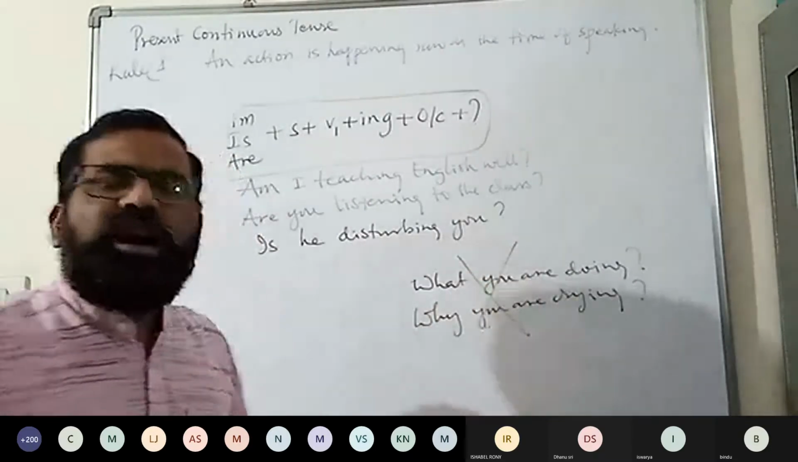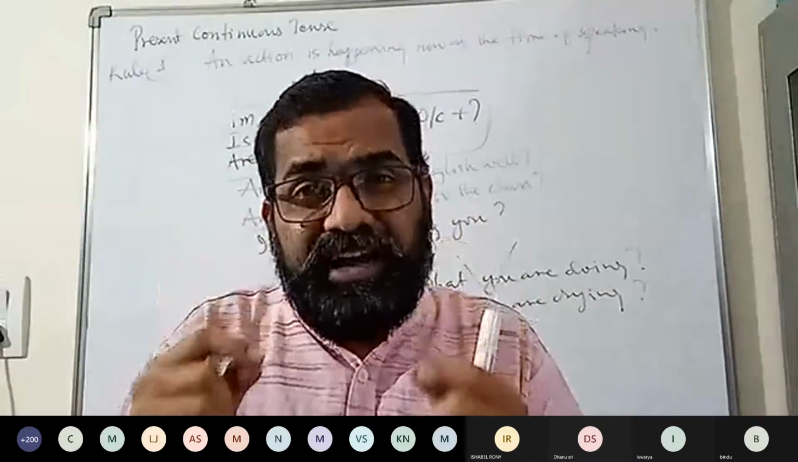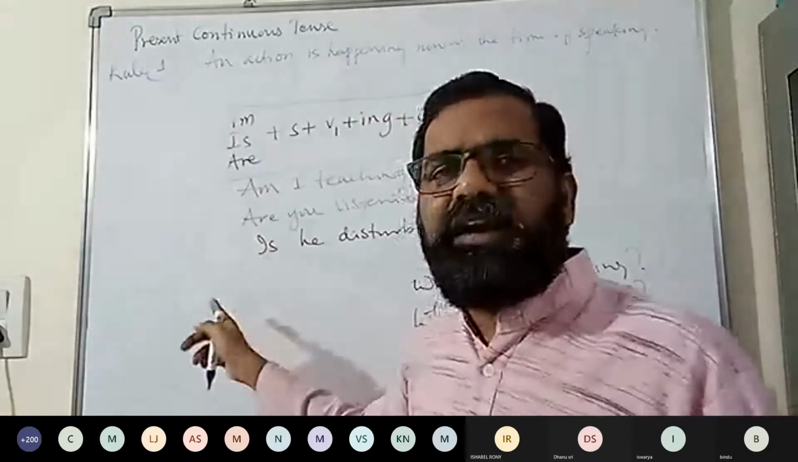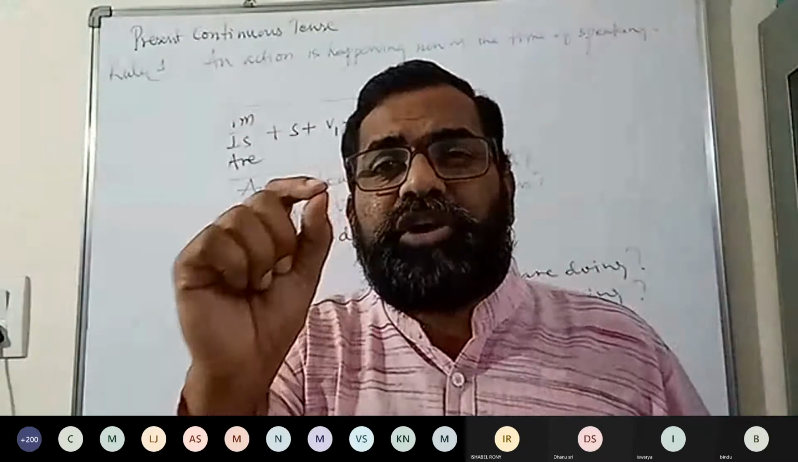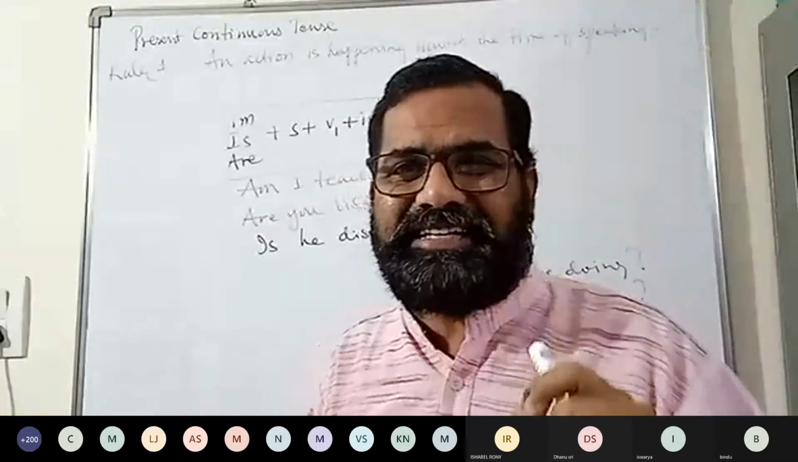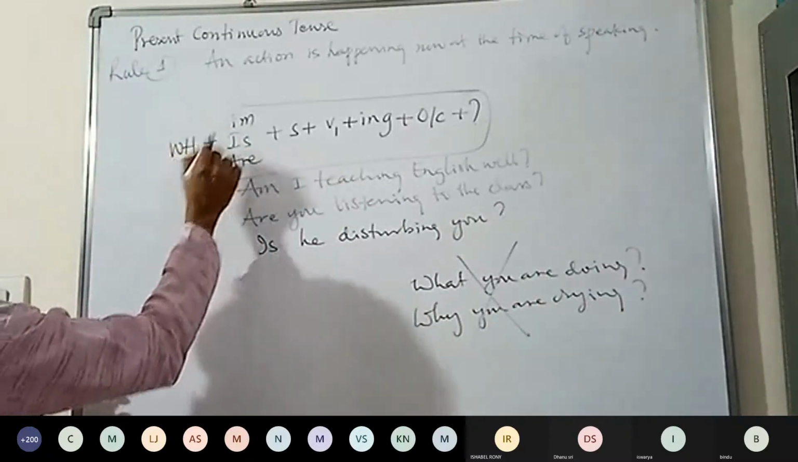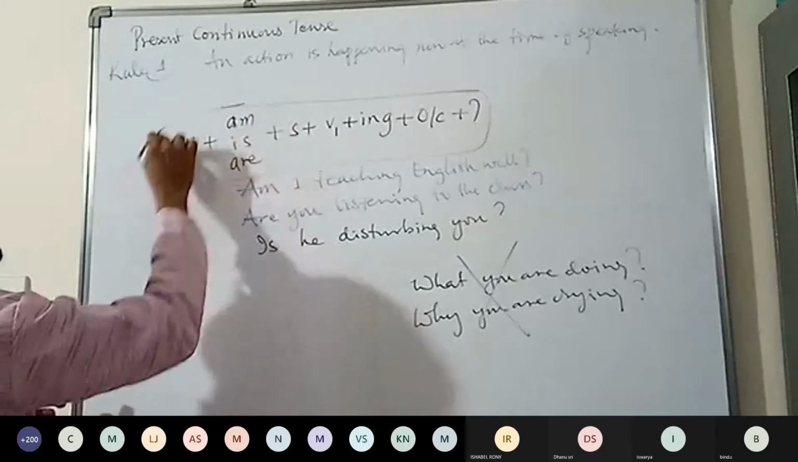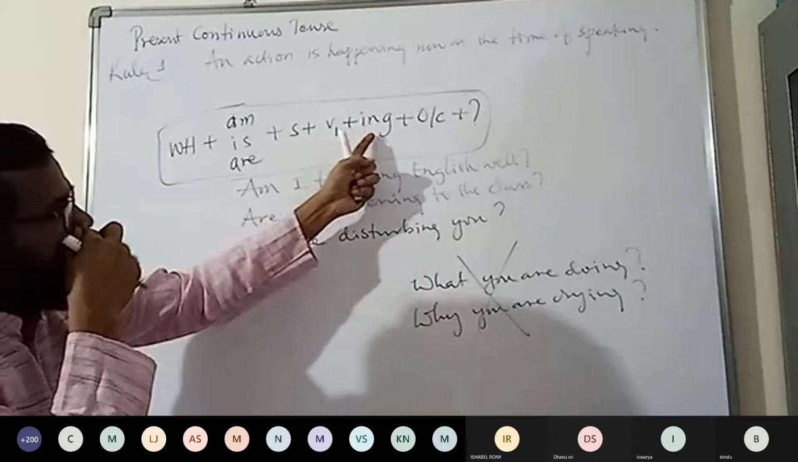Incorrect, because after WH, there should be a helping verb in present continuous tense. It's a rule. It is a must. Therefore, I want to show you how we can change a yes or no question into a WH question. Very simple logic, very simple technique. If you notice, just add WH here. WH plus am, is, are plus subject plus verb one plus ing plus object or complement plus question mark.